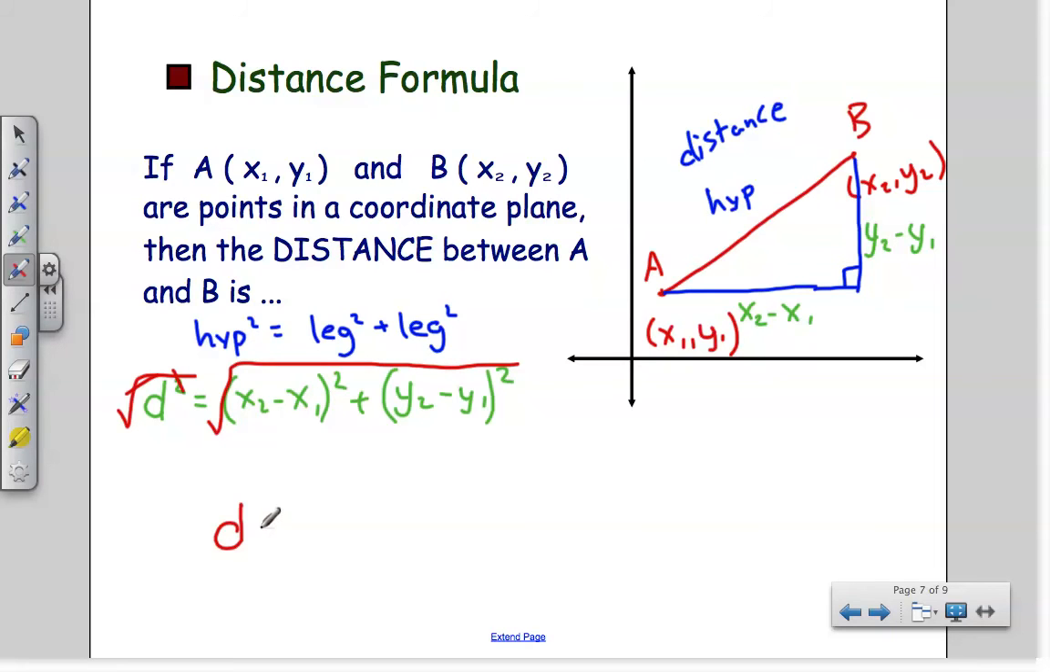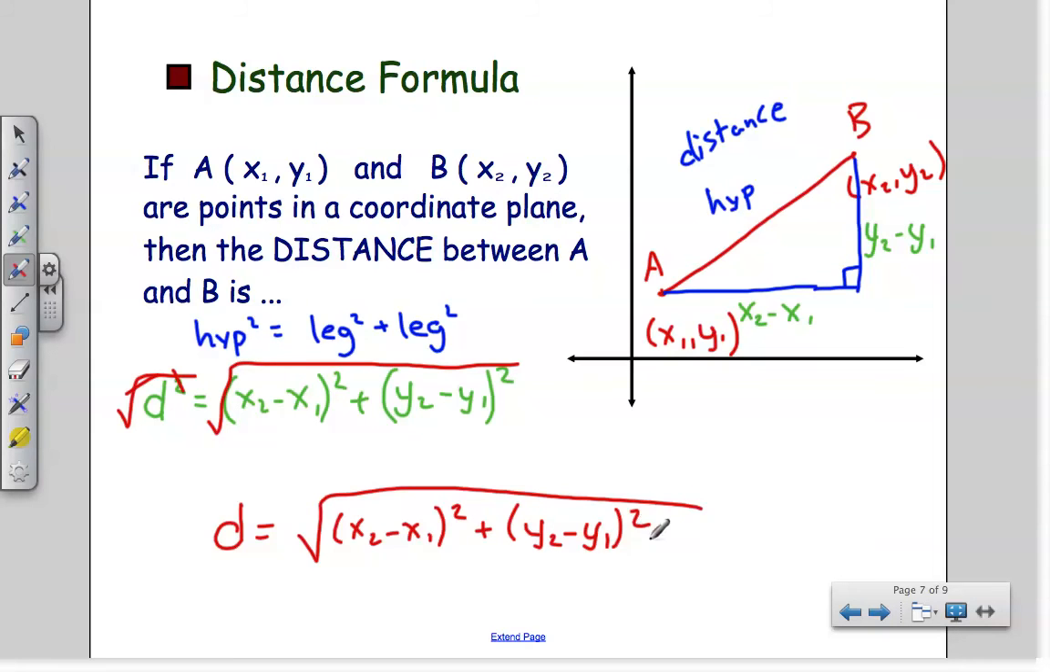This is the distance formula. In the coordinate plane, if you want distance, you take one leg, which is left to right, x sub 2 minus x sub 1. You subtract and you square that. Then you add the other leg, which would be up and down, which is y sub 2 minus y sub 1. That quantity squared. Take the square root of all that because it's hypotenuse squared, and you've got your distance.